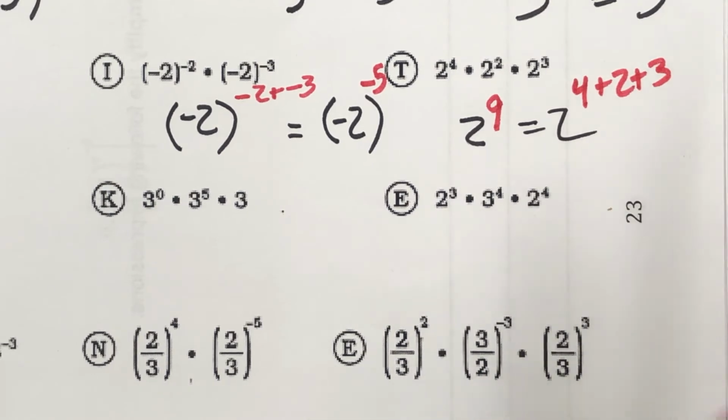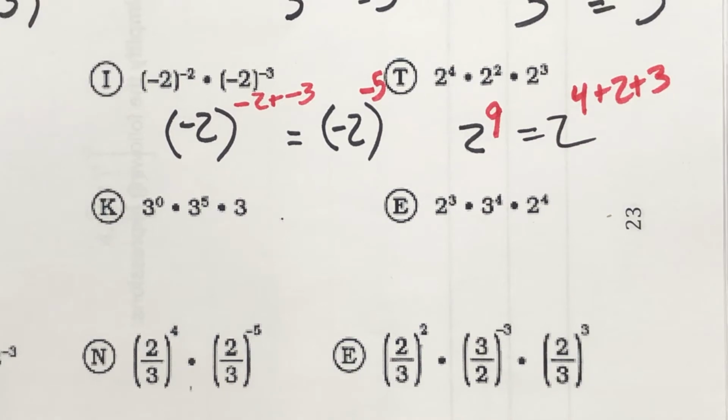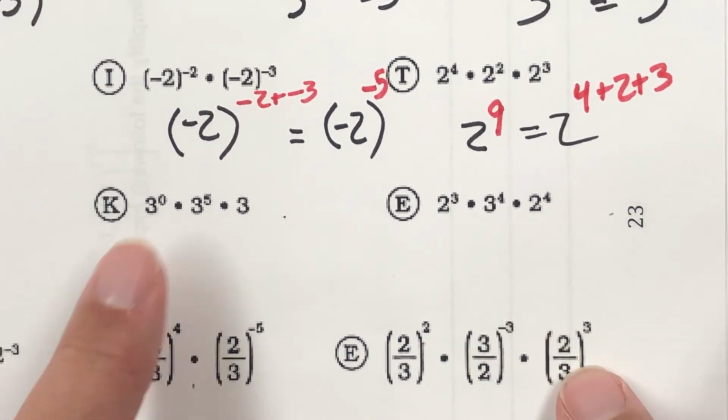And let's see, 2 to the 9th is down here somewhere. It's the very first one. That's going to be the letter T. Okay, now I have this one.